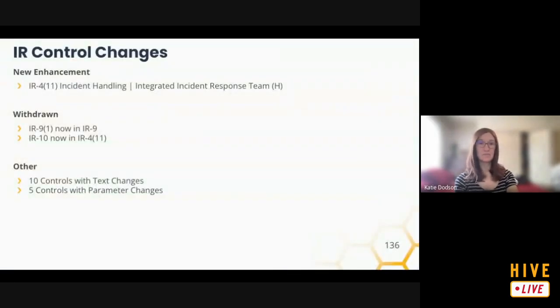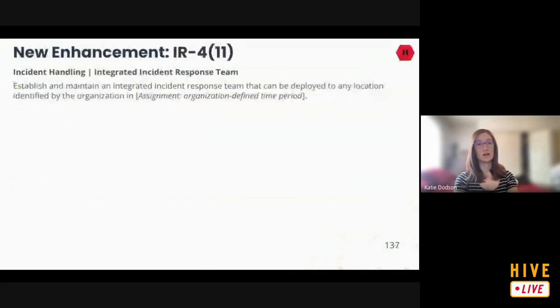Moving right along into IR, there is a new enhancement, IR 4.11, about integrated incident response team. This is only going to impact the high baseline. Two controls were withdrawn and incorporated into other parts of IR, and there were some control text and parameter changes. So the new enhancement, again, only impacting high: establish and maintain an integrated incident response team that can be deployed to any location identified by the organization within an organization-defined time period.